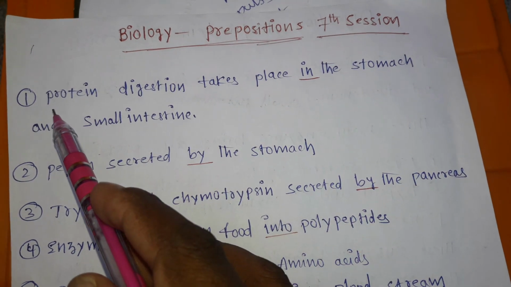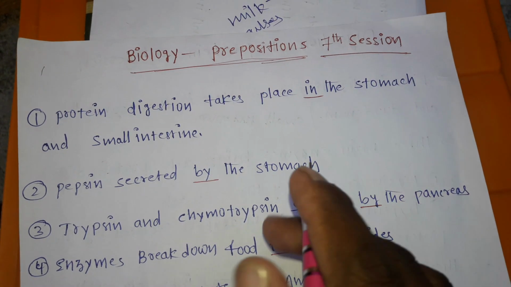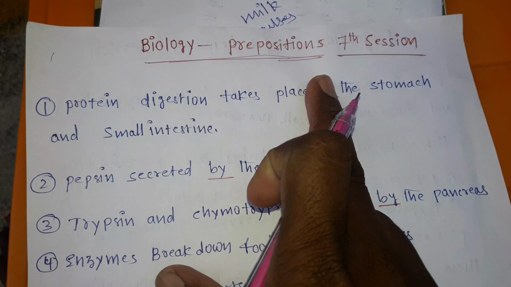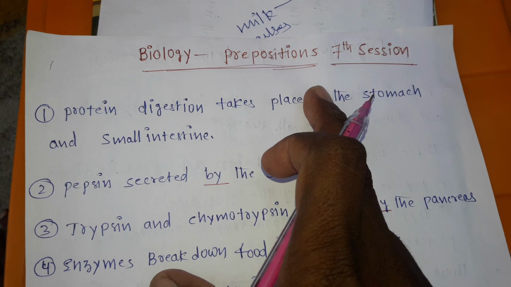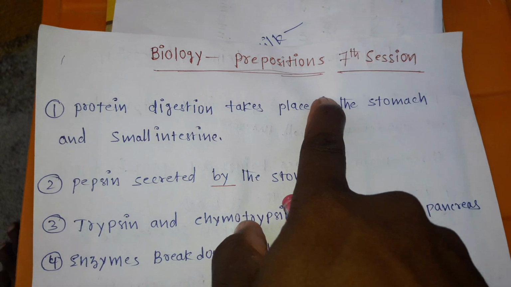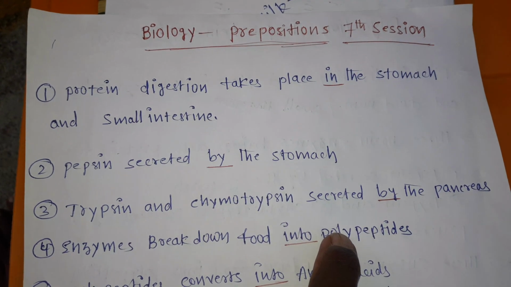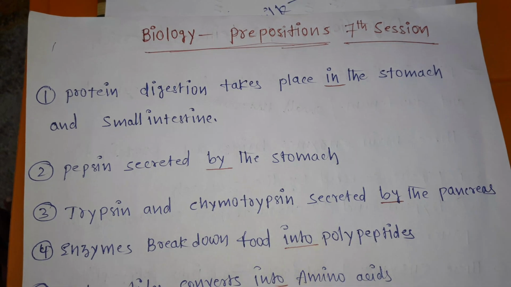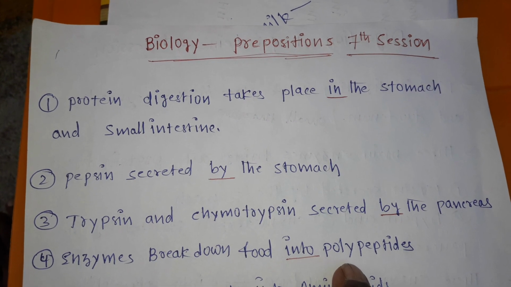So first one: protein digestion takes place in the stomach and small intestine. In this sentence, "protein digestion takes place the stomach and small intestine", is there any sense? There is no sense by the absence of this single word, that is "in". So a preposition is a word which makes complete meaning by its position before the noun or before the pronoun, before the subject or before the object of the sentence.